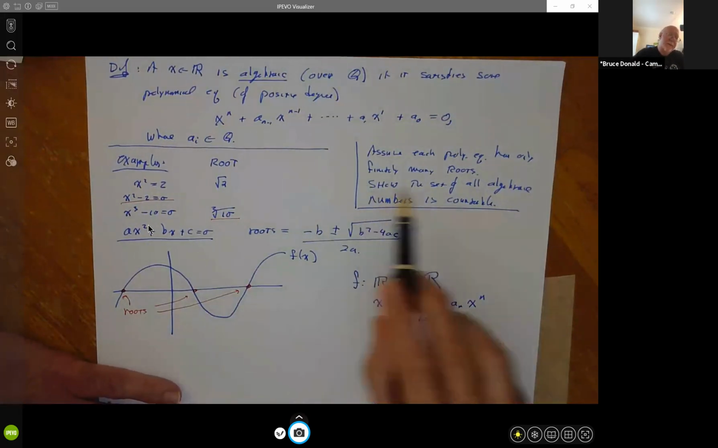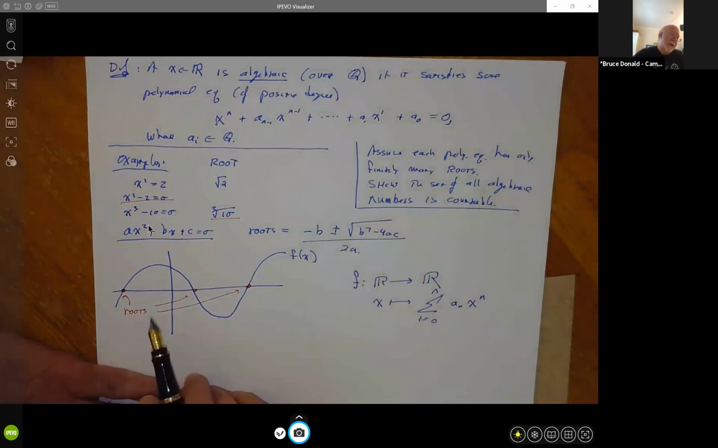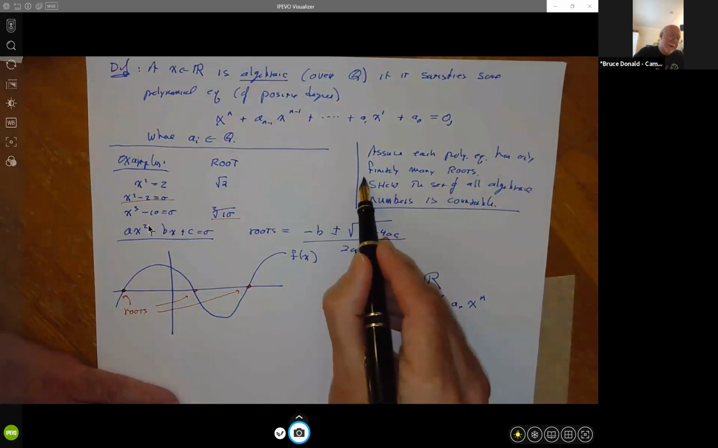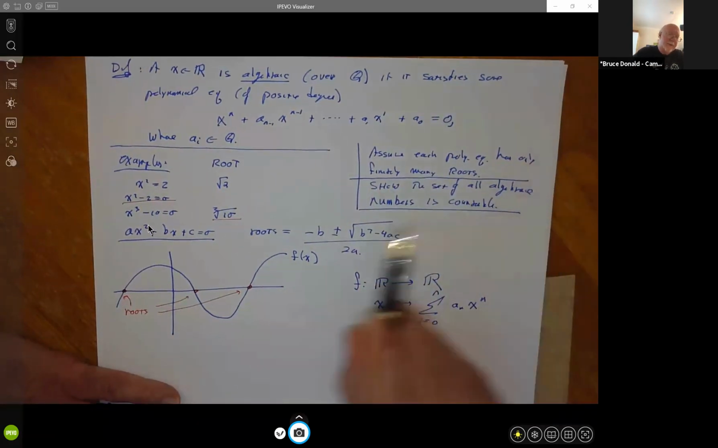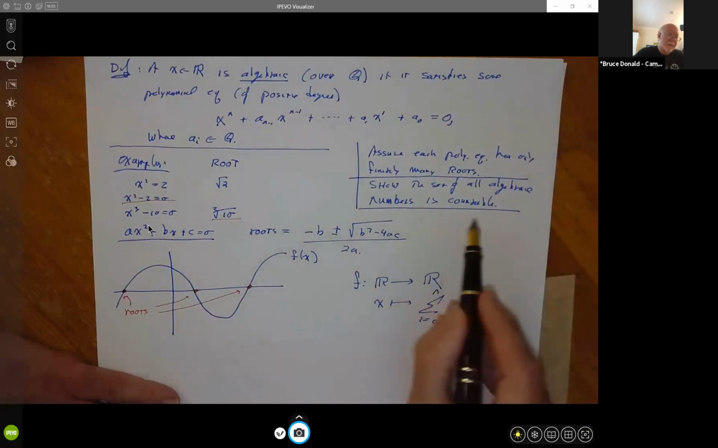So look at our theorem that I claim I want to prove. I want to assume that each polynomial equation has only finitely many roots. I'm going to try to justify that, but I'm not going to prove it in this lecture. If that's true, I'm going to show the set of all algebraic numbers is countable.